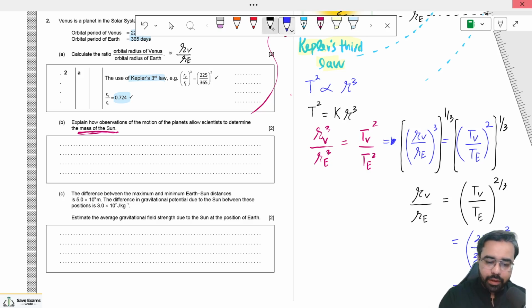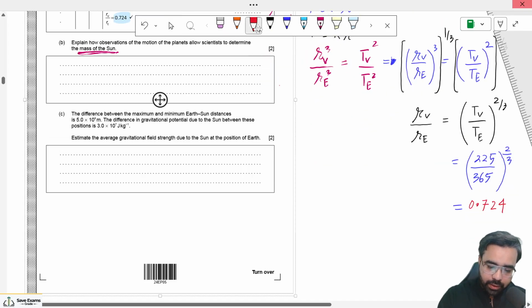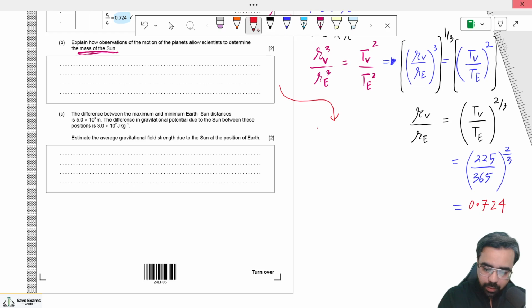So let us understand how we can find out this mass. If you straight away apply Kepler's third law, let us solve this over here. Kepler's third law is T squared is equal to a constant times R cubed. That constant is actually 4 pi squared over GM, times R cubed. I will explain how you can get this equation. This larger M is the mass of the Sun. So you can find the mass of the Sun quantitatively from this equation.